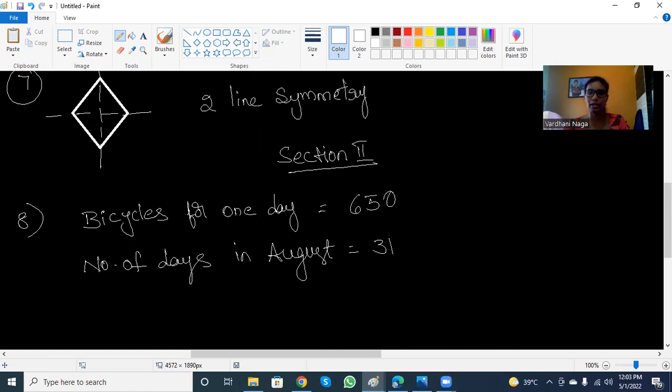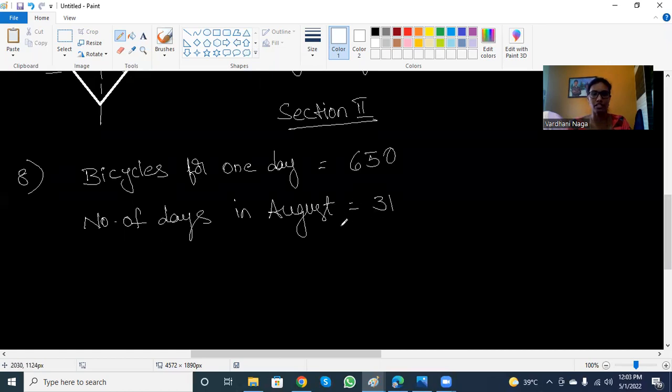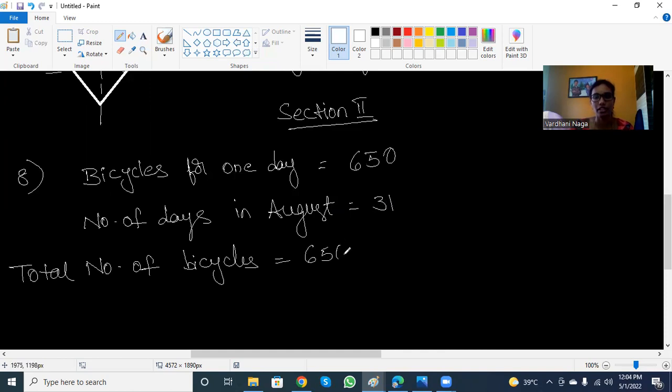So how many bicycles can be manufactured in 31 days? The total number of bicycles. What we have to do: one day's bicycles we know, many days we want. So simply multiplication, 650 times 31, which is nothing but 20,150 bicycles.